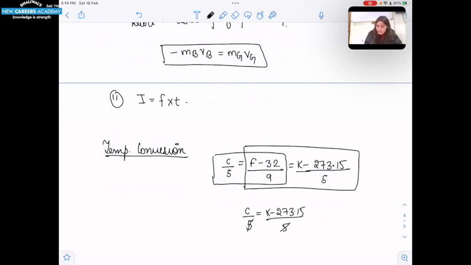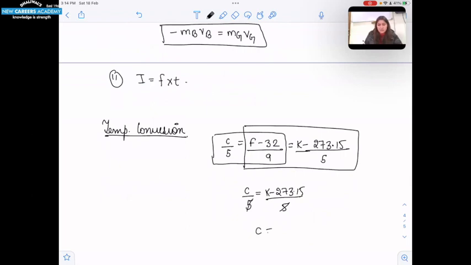This 5 will get cancelled. So we have a very simplified formula: Celsius is equal to Kelvin minus 273.15.